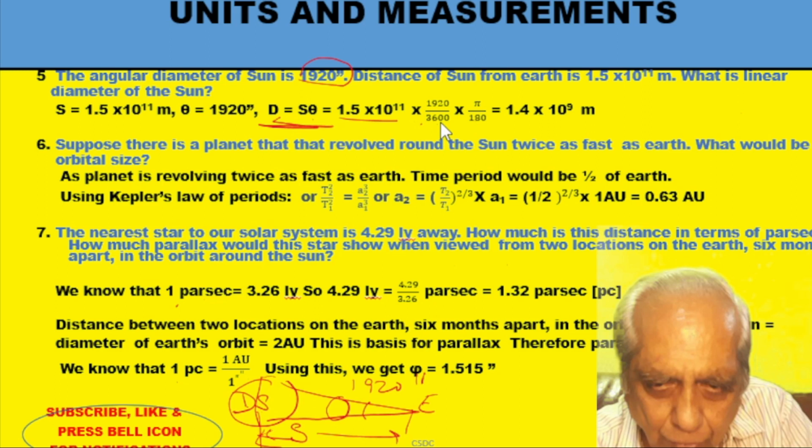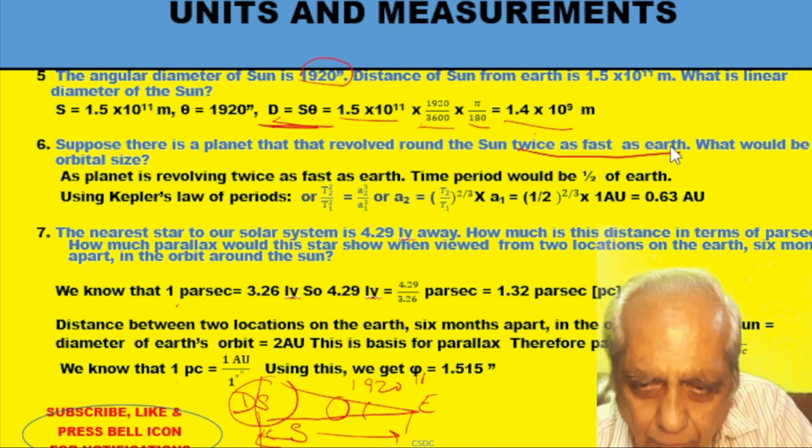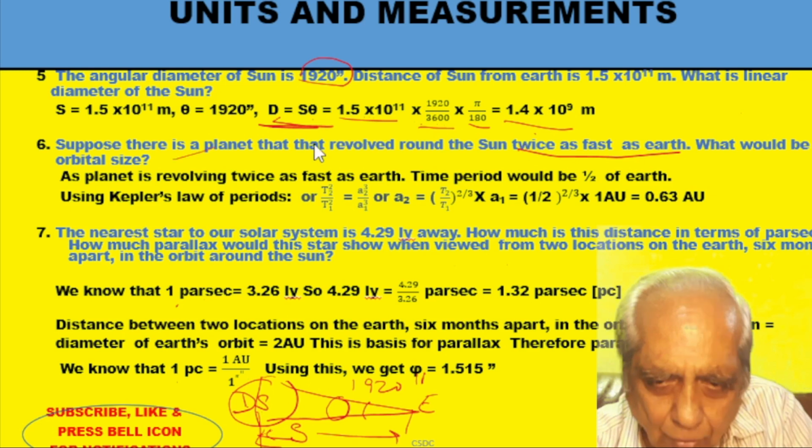Suppose there is a planet that revolves around the sun twice as fast. So the planet is rotating twice as fast as Earth, which means it will take half the time. So if the Earth takes X days, the planet will take X upon 2 days. So now I know the time period. What would be the orbital size of the planet? Because Earth's orbital size I know is 1 AU, because the distance of the sun from the Earth is 1 AU.